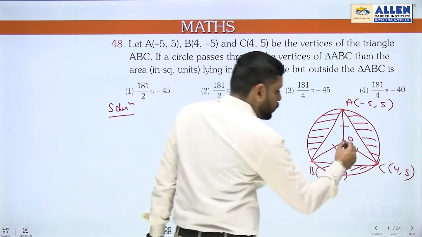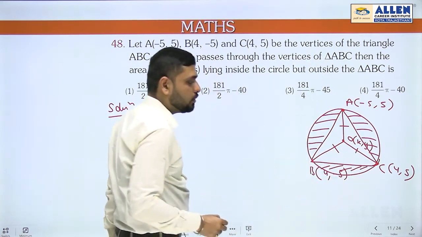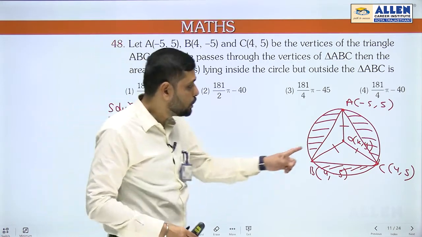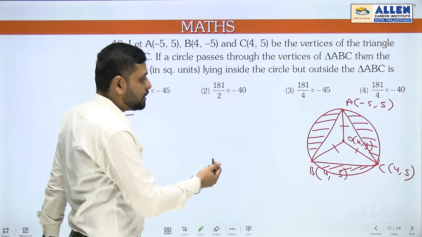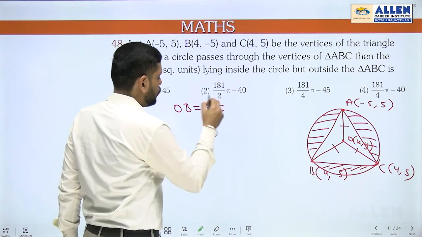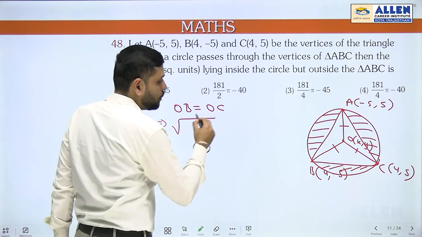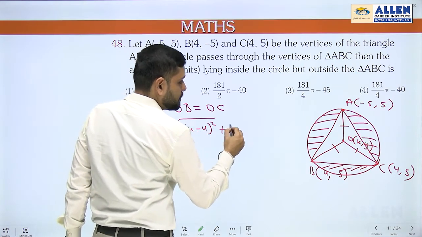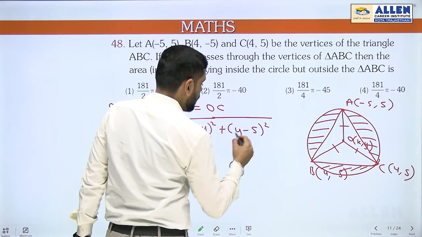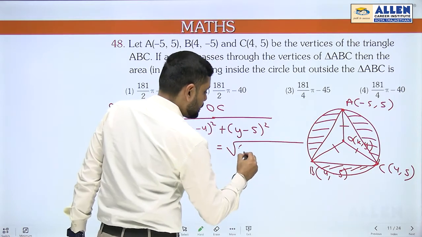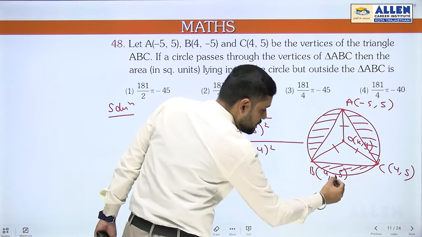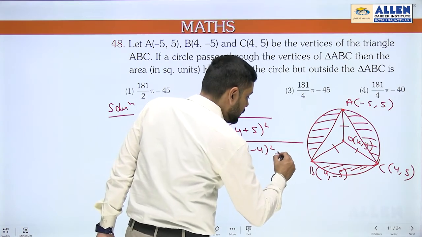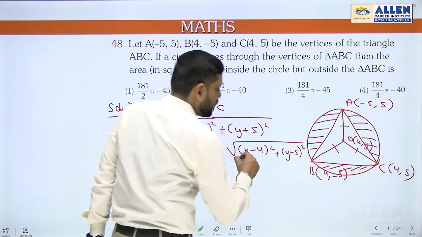So now let's take the coordinates of O as x comma y. Now we'll first find the coordinates x and y by using the distance formula, because OA, OB and OC are equal. So let's take OB equal to OC. We can write it as under root of x minus 4 square plus y minus 5 square, similarly equal to, here it is 4 comma minus 5, so it will become y plus 5, right, x minus 4 square plus y plus 5 square under root.